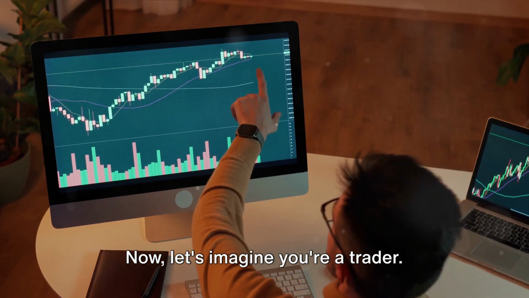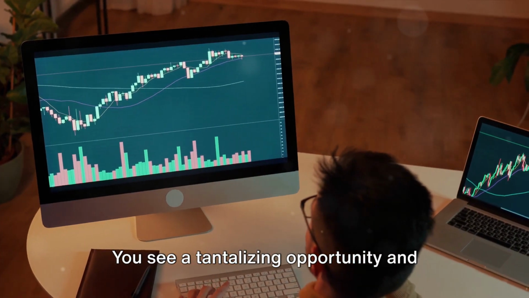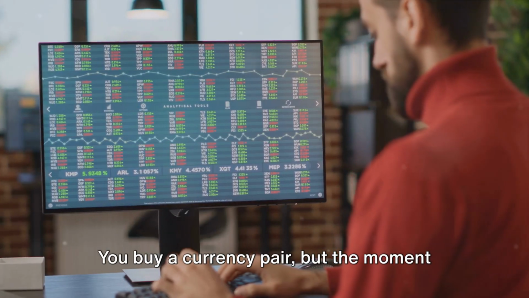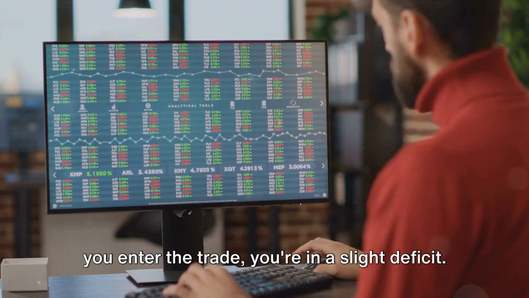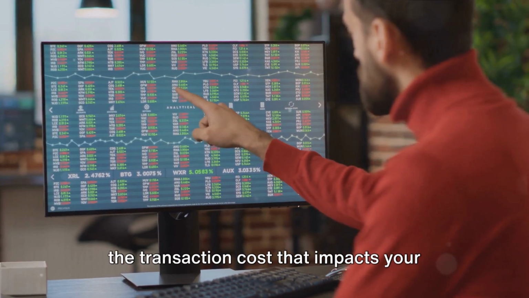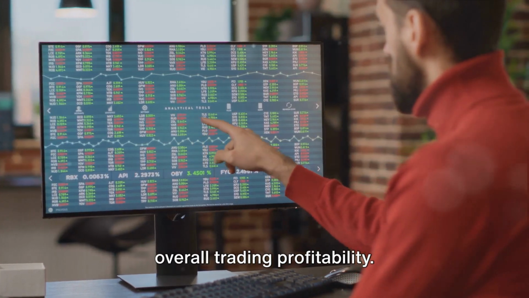Now let's imagine you're a trader. You see a tantalizing opportunity and decide to jump on it. You buy a currency pair, but the moment you enter the trade, you're in a slight deficit. That's the spread at work. It's the price you pay to play the game, the transaction cost that impacts your overall trading profitability.